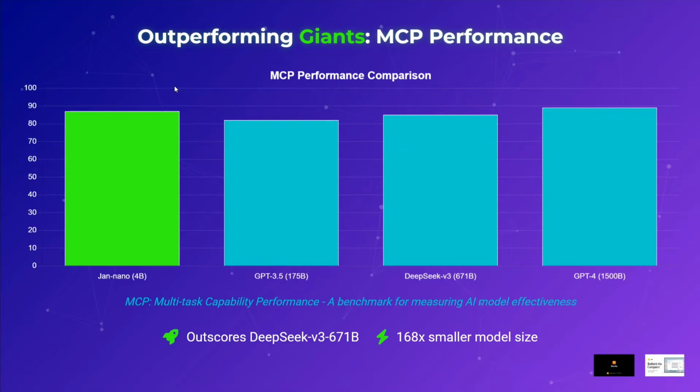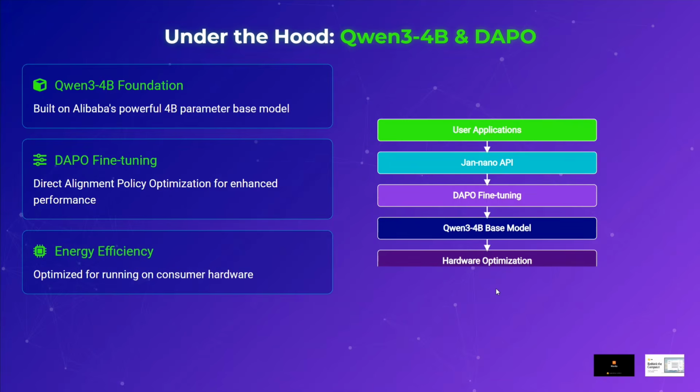So talking about its performance on MCP, model context protocol, you can see that it is able to beat out GPT 3.5, DeepSeek V3 and GPT 4 also. And just look at the sizes of these models. Jan-Nano is just 4 billion, while 3.5 is 175 billion, V3 is 671, and GPT-4 is 1500 billion parameters. It's just humongous. And still, Jan-Nano is able to outperform them on MCP related tasks and on deep research.